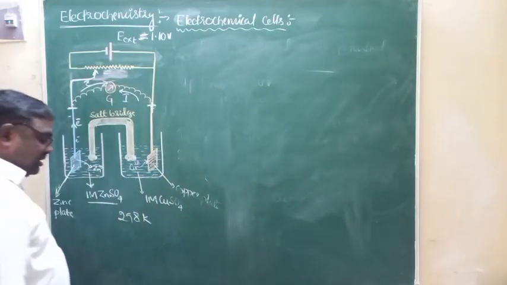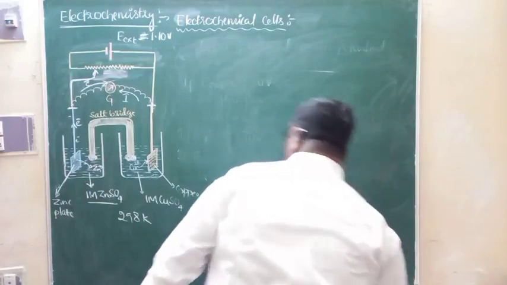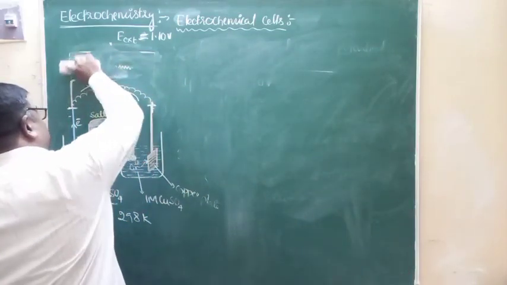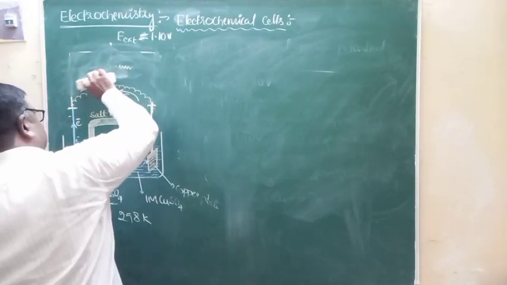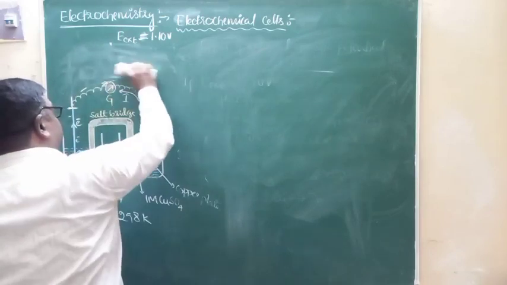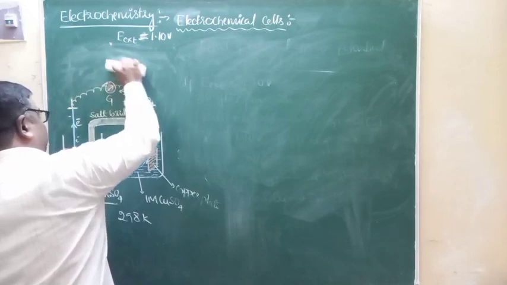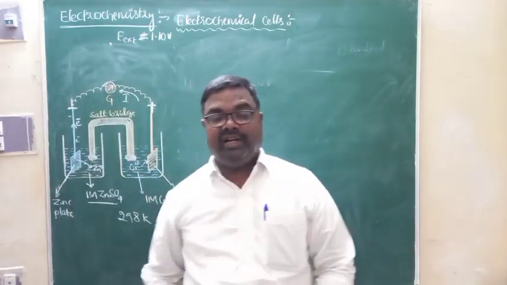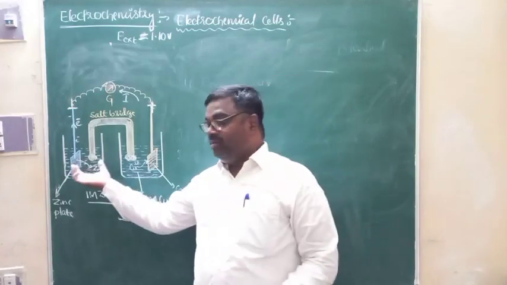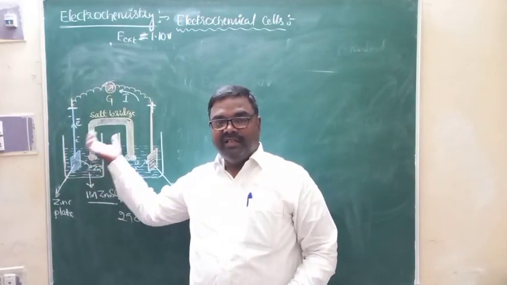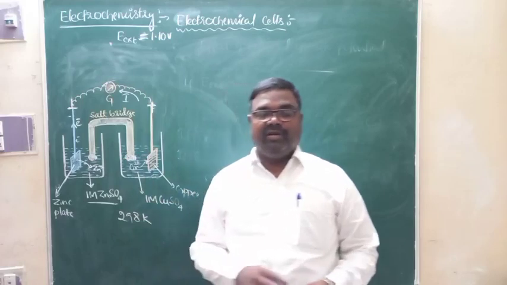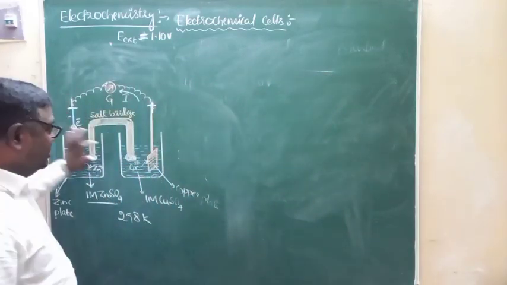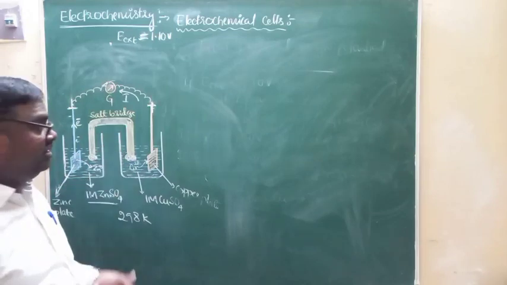When zinc electrode is connected to copper electrode, what happens? Oxidation takes place at zinc electrode, reduction takes place at copper electrode, you can write. The reason, you can write: in the case of zinc electrode, the tendency of losing electrons by zinc electrode is more than the tendency of losing electrons by copper electrode. Because of that, oxidation takes place at zinc electrode, reduction takes place at copper electrode.